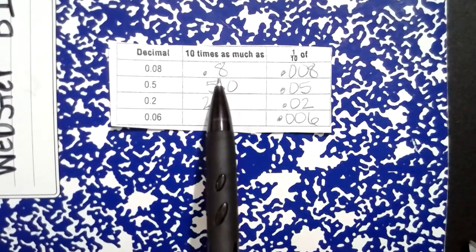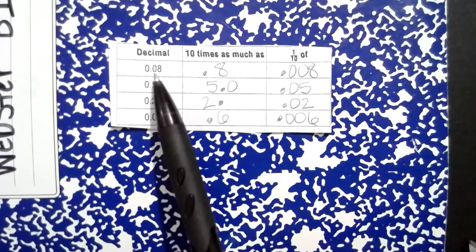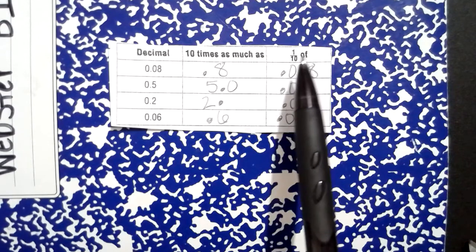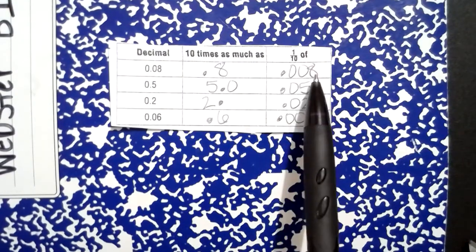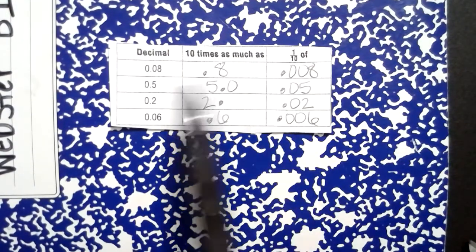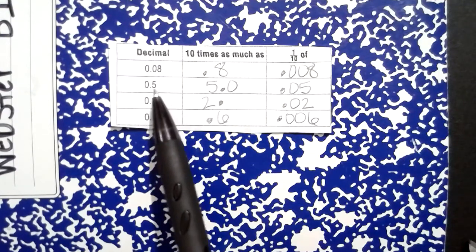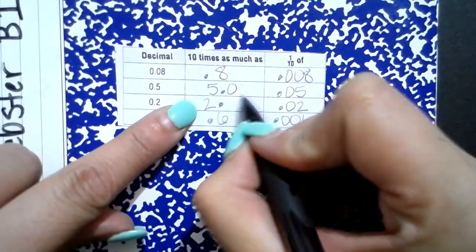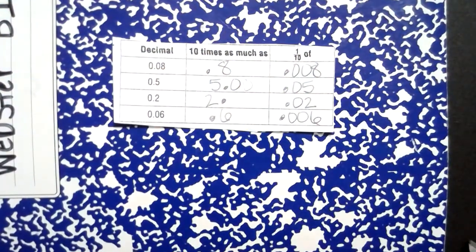Here I have 8 hundredths. Times it by 10, I get 8 tenths. When I have 8 hundredths, I times it by a tenth, or divide it by 10, same thing, I would get 8 thousandths. Okay, let's think of money here. Right here I have 5 tenths, or 50 cents. If I times it by 10, now we have $5. And I can have that 0 there at the end to make it look like $5. That's up to you.